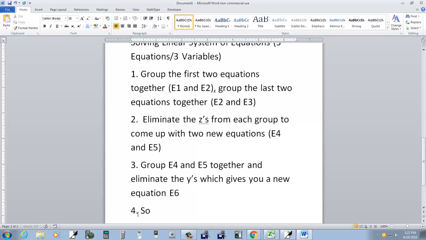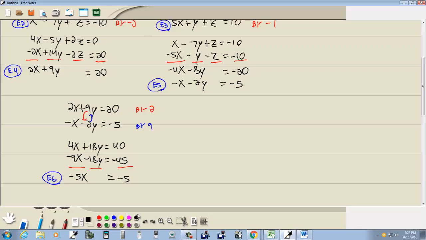Step 4. Solve the equation E6 for x. So we're going to have negative 5x is equal to negative 5. I'll divide both sides by negative 5. And we get x is equal to 1.